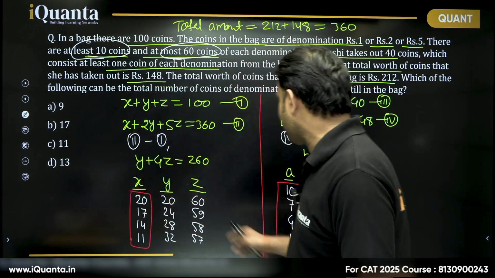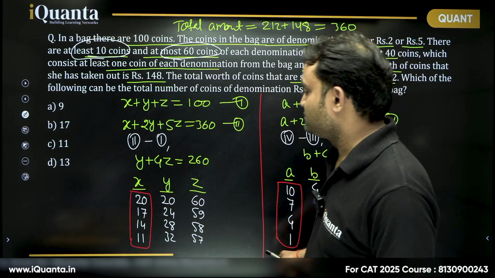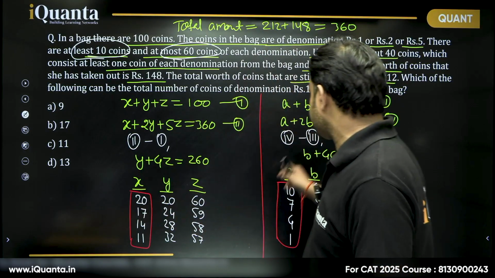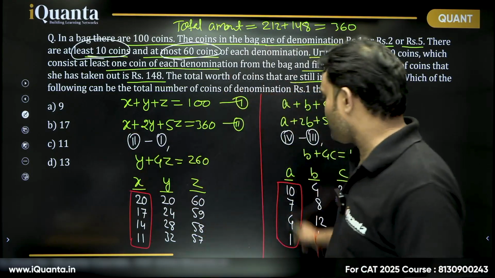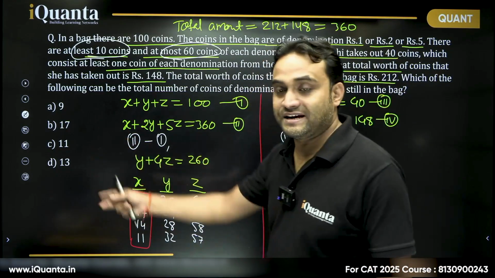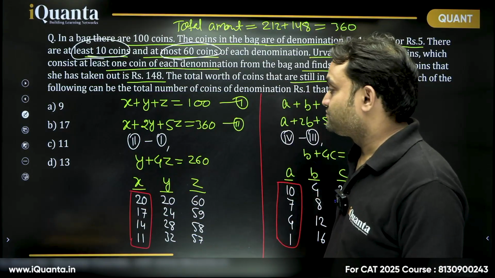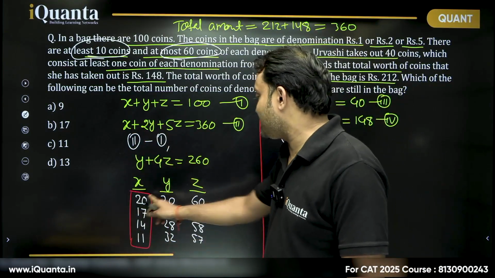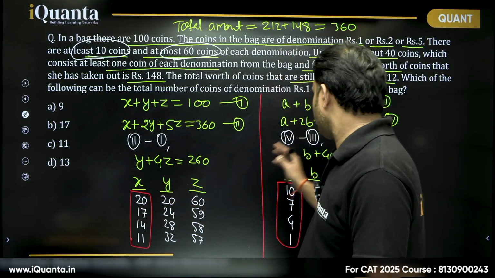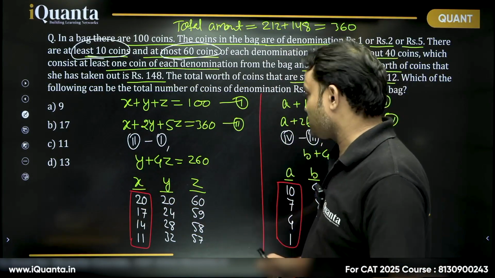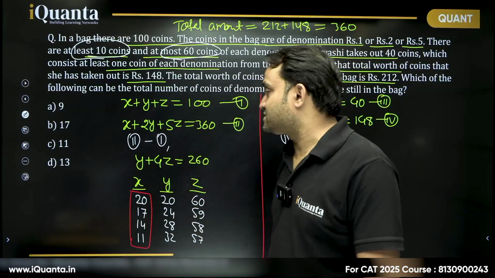20 minus 9 is 11, there is no 11 here. 17 minus 9 is 8, there is no 8 here. 14 minus 9 is 5, there is no 5 here. 11 minus 9 is 2, there is no 2 here. Next option, 17, 20 minus 3, no 3 here. 17 minus 0, that is not possible. 14 and 11 is always not possible.